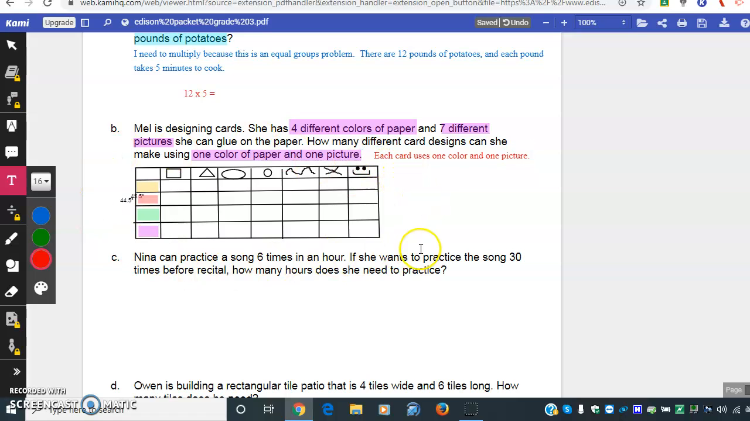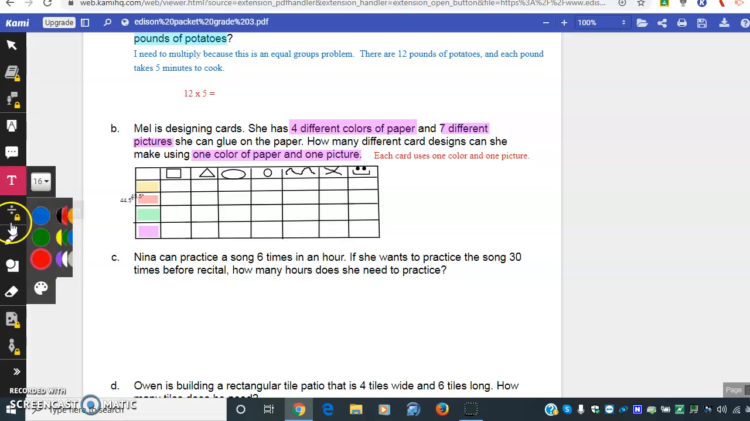Let me show you with my table. My table is set up in such a way that I have 4 different colors of paper, right? So I'm pretending that Mel has yellow paper, red paper, green paper, and purple paper. I'm also pretending that Mel's pictures that she's going to glue on each paper are rectangle, triangle, oval, circle, squiggly line, X, and smiley face. Those are her 7 picture choices.